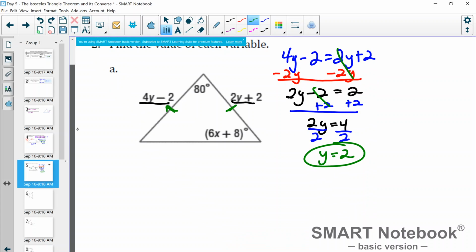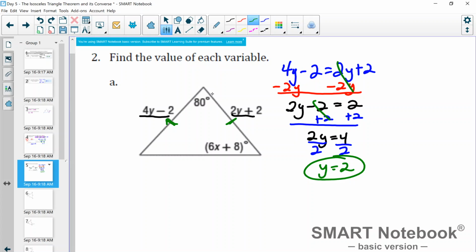Now I need to figure out what x is. So here we have an angle. Here x is part of the angle of a triangle. So this angle is 6x plus 8. This angle up here is 80, and there's nothing over in this corner.